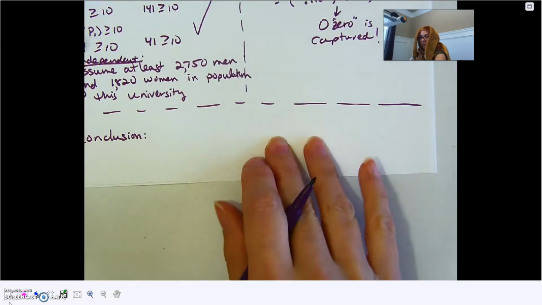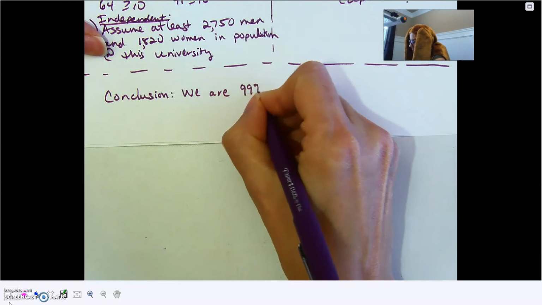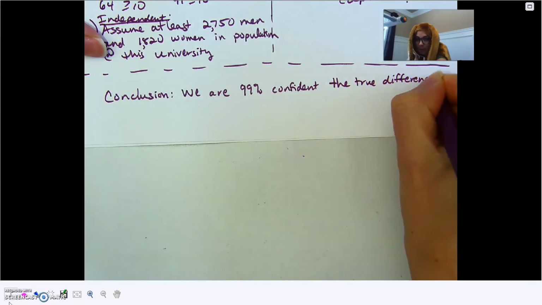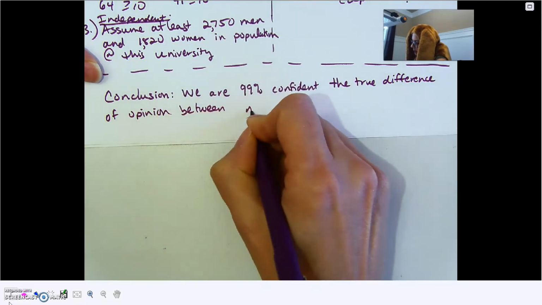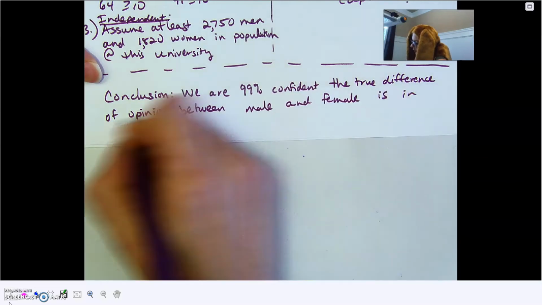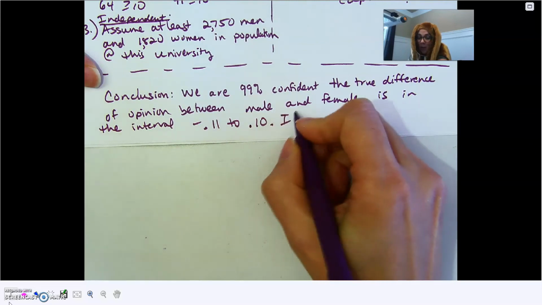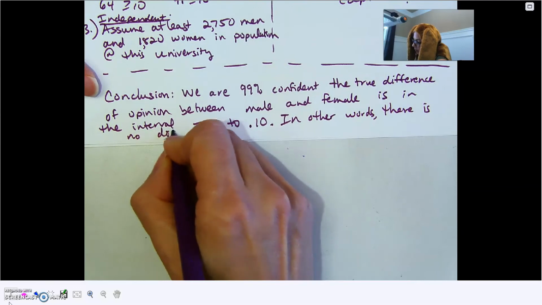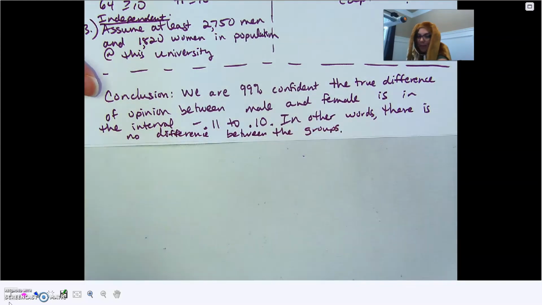All right, so our conclusion, we have to sprinkle in all of the fancy things here. We are 99% confident the true difference of opinion between male and female is in the interval negative 0.11 to positive 0.10. In other words, there is no difference between the groups. All right, there's no difference.